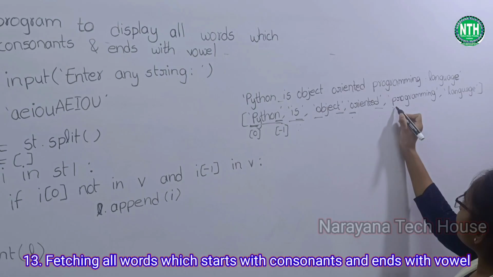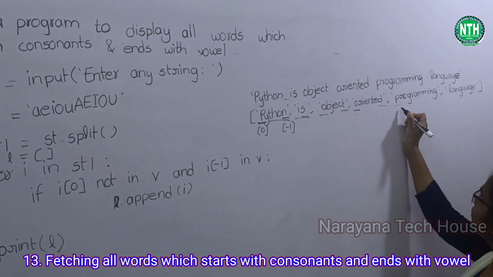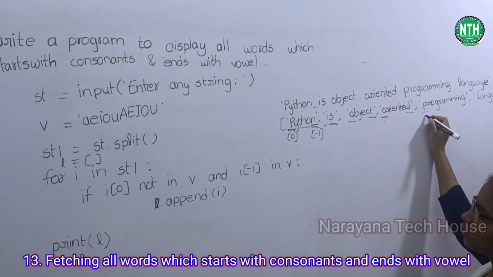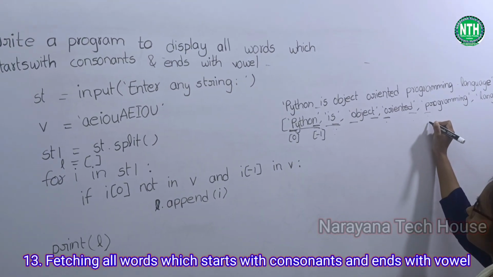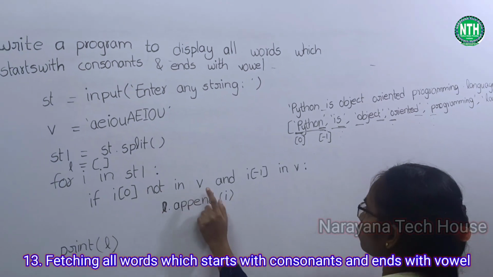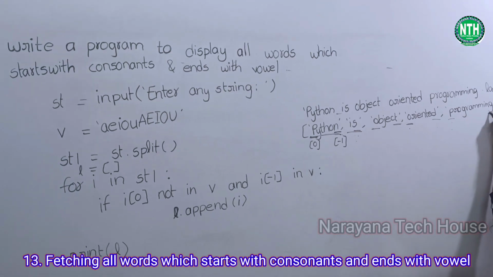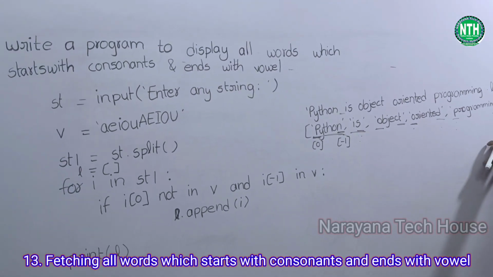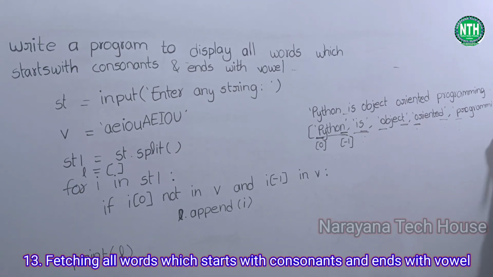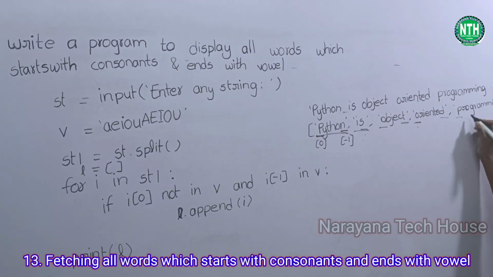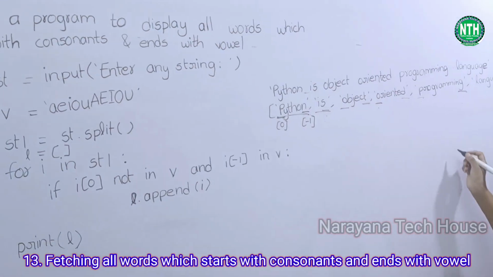Next word, "programming". P. i of 0 not in vowel: this is not in vowel, so this condition is true. Next condition: i of -1 in vowel. i of -1 is G. G is not a vowel, so this condition is false. This word also is not added into this list.